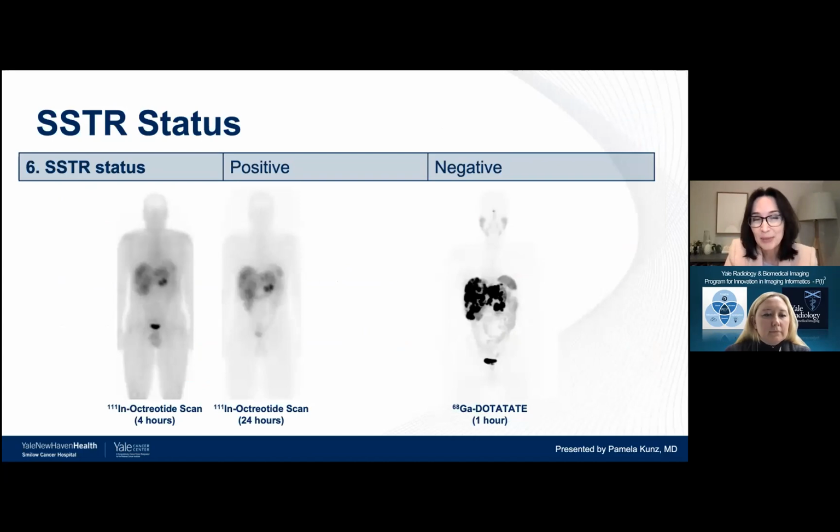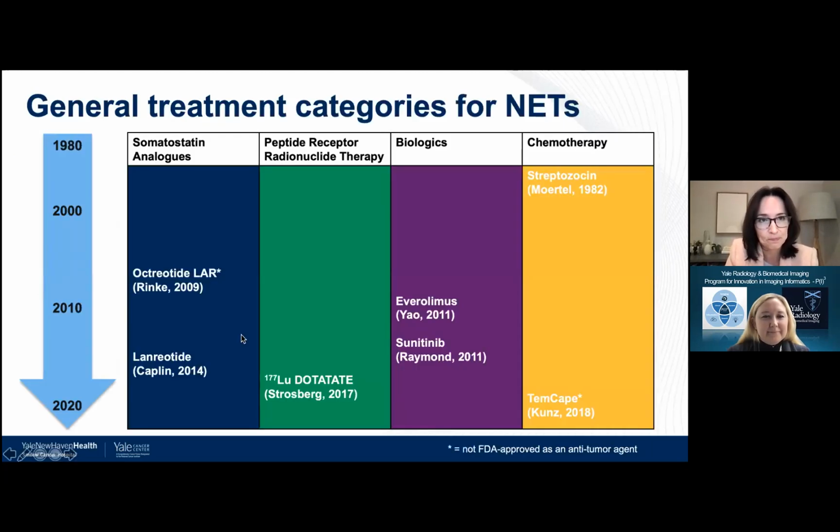We now know that somatostatin receptor status is critical both for diagnosis and therapy. Again, I'm going to let Dr. Aboian go into this. This is an interesting picture just to show an Octreoscan, which has now been completely replaced by gallium dotatate. This is the same patient imaged with an Octreoscan and a gallium-68 dotatate PET, and you can see that the resolution is far superior with the PET-based imaging.